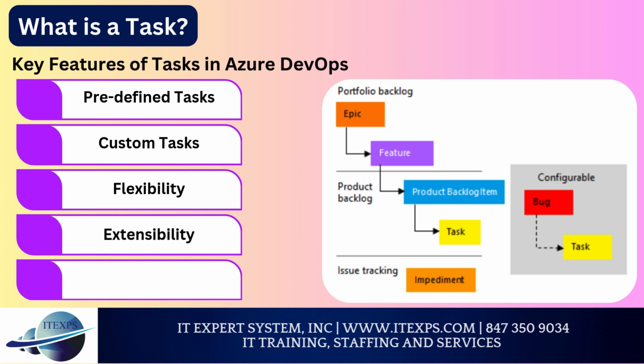Examples of tasks: build tasks, compile code, resolve dependencies; test tasks, run unit or functional tests; deploy tasks, deploy applications to Azure or other environments; utility tasks, copy files, archive logs, or send notifications.